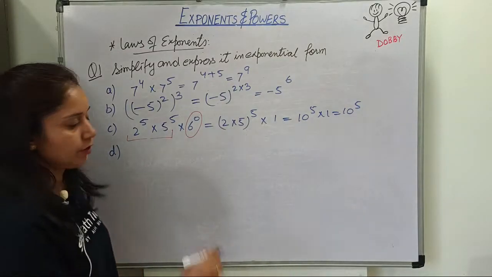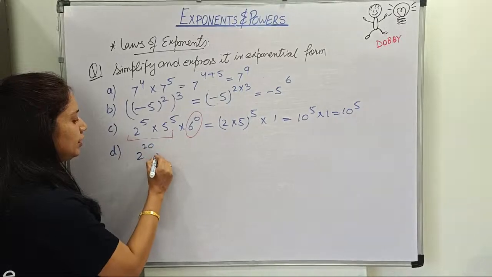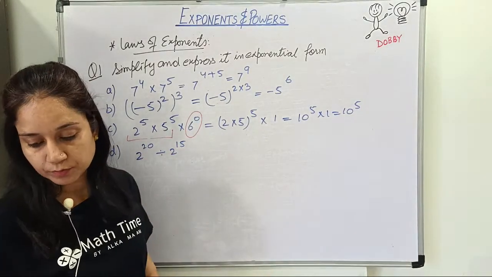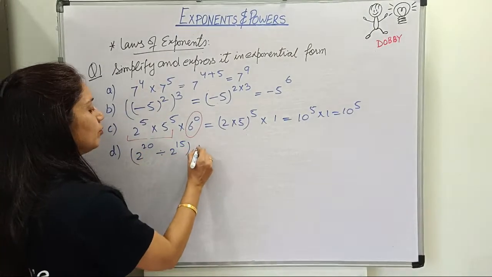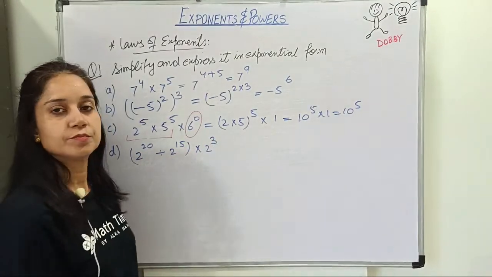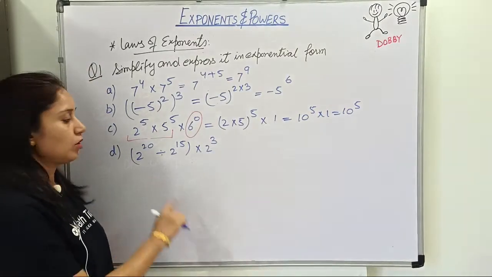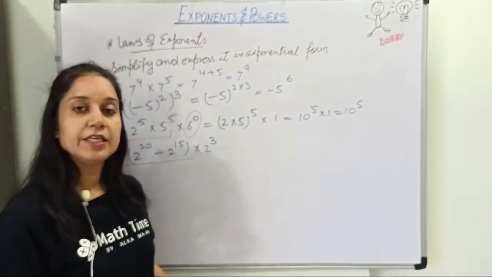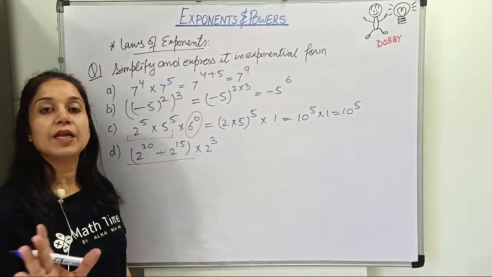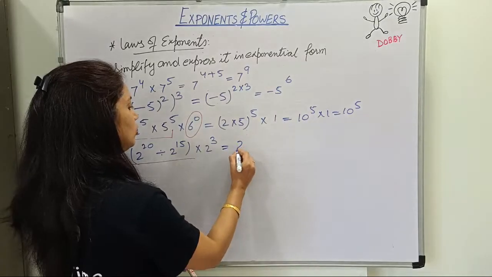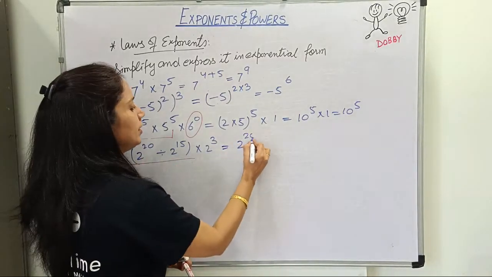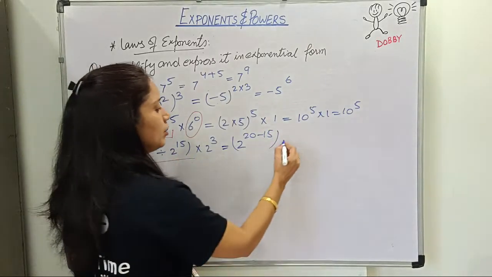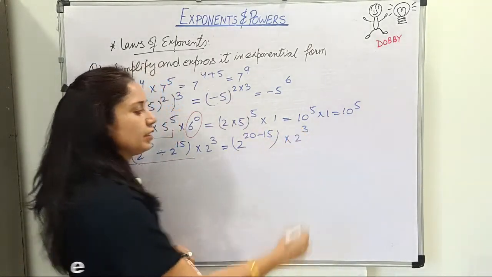Next question. Check out one more. The question is given to you. 2 raised to the power 20 divided by 2 raised to the power 15. Division. It is in bracket. Multiply by 2 raised to the power 3. So let us solve it. This bracket first. It is in division. In division, what do we do? We subtract the powers. So 2 raised to the power 20 minus 15 is the first bracket. Multiply by 2 raised to the power 3.